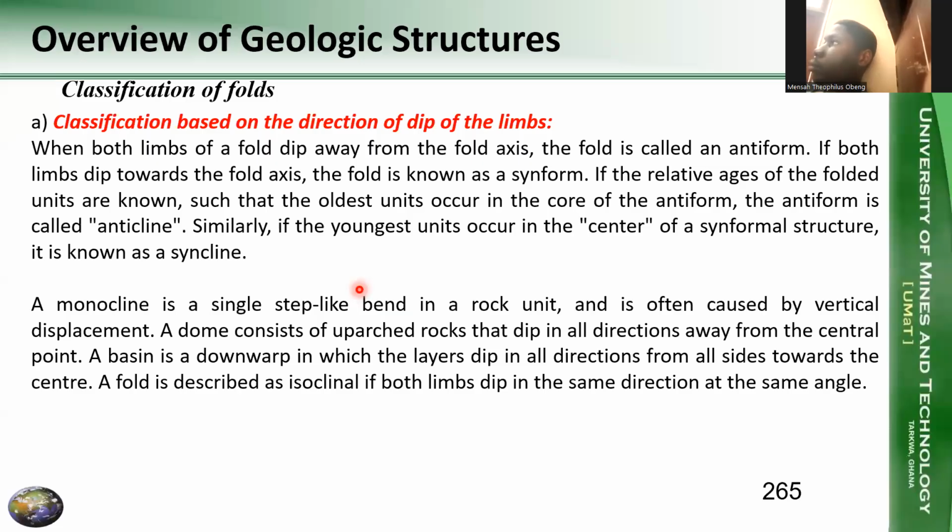If both limbs dip towards the fold axis, we have a synform. I'm going to show you pictures of antiforms and synforms. We also have anticline and syncline. And then we also have one we call a monocline. Let's see if we can look at images of this.